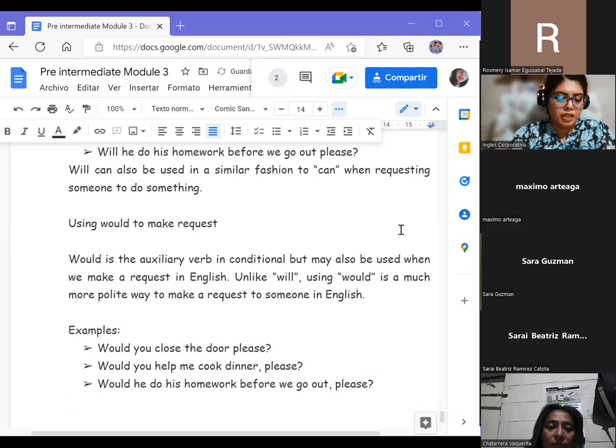So we have a question here, and it says, what is the best one to use? What is best, will or would? So we are going to see what is the best auxiliary to use in this case.